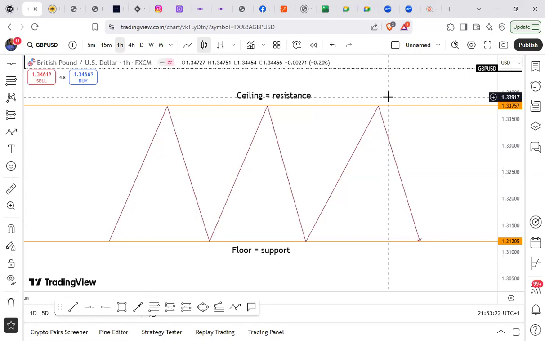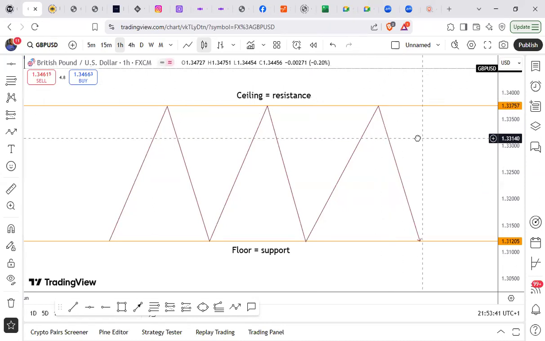So the ceiling is what is stopping the ball from going higher than that level. The floor is what is supporting it to go back up. That's why we call the floor a support and the ceiling a resistance. Now, I want to dive further.